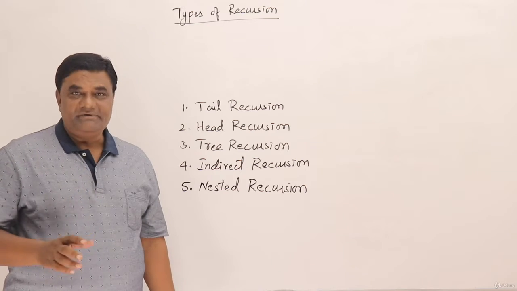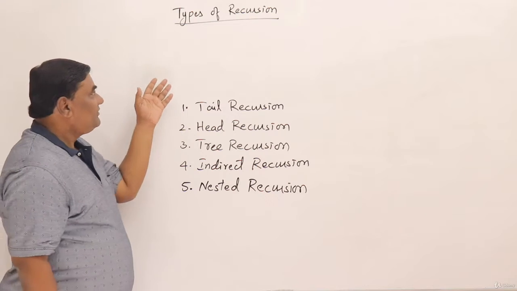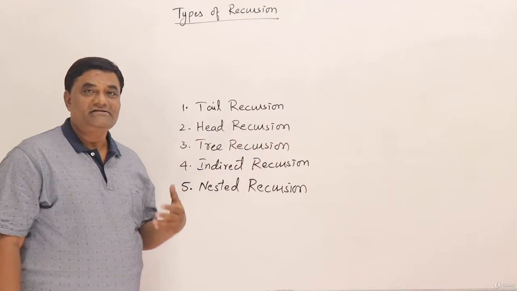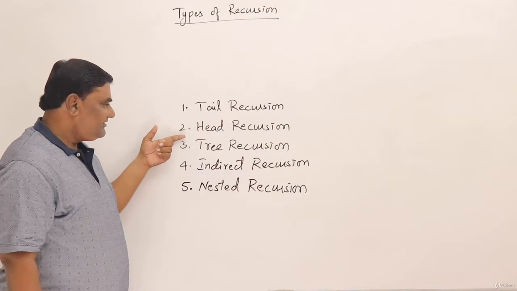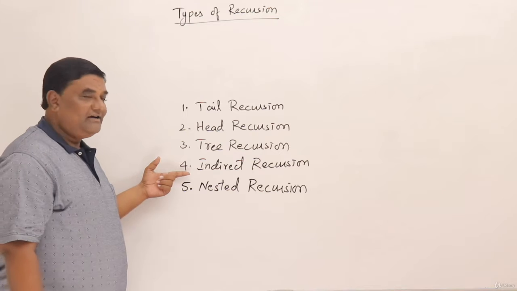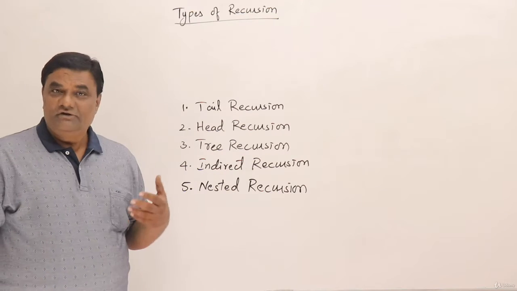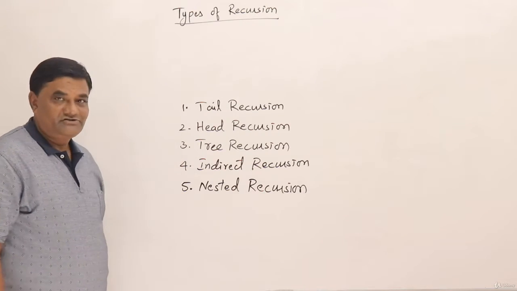Now we'll start the next topic, that is types of recursions. So here is the list of types of recursions. I'll be discussing each of them one by one by taking some examples. The tail recursion is the first one, then head recursion, tree recursion, indirect recursion, and nested recursion. So we'll look at them one by one. Let us start with tail recursion.